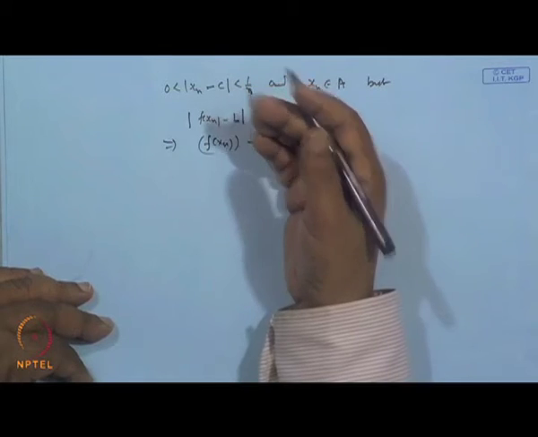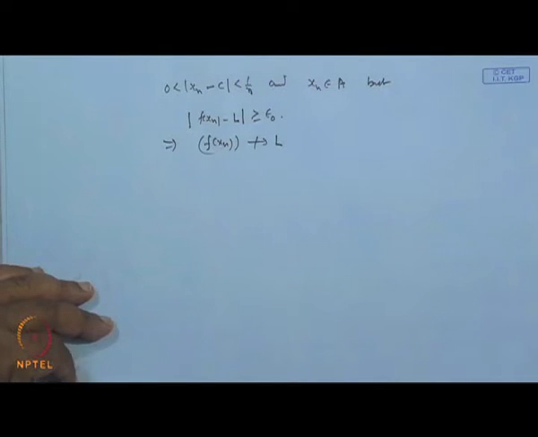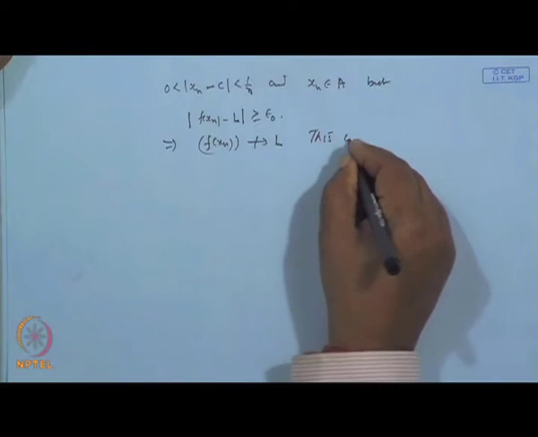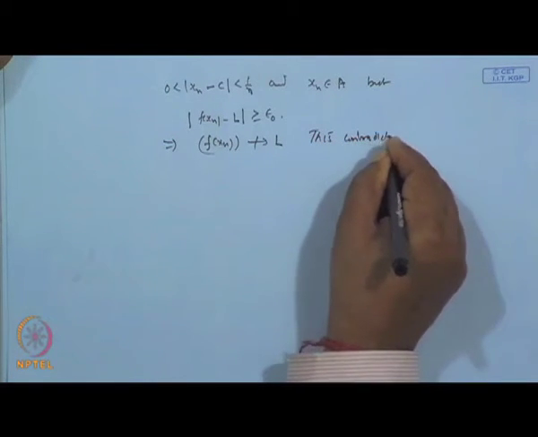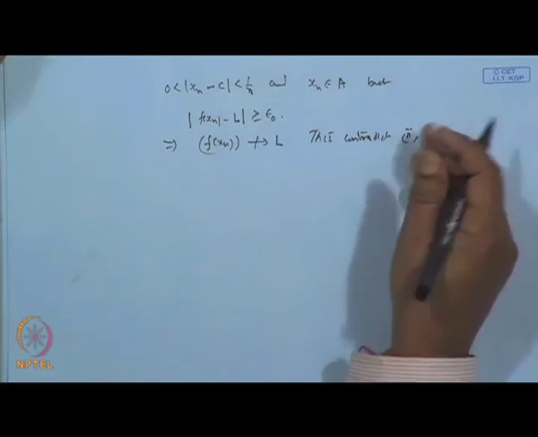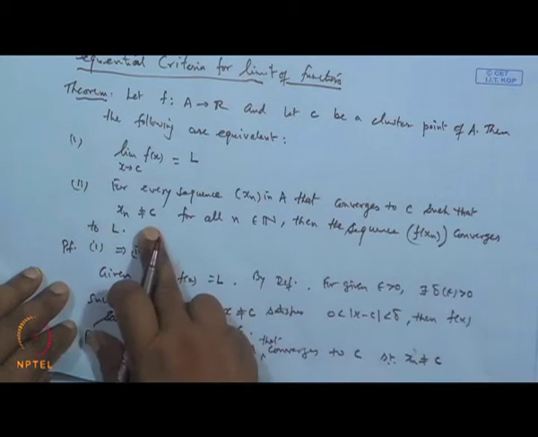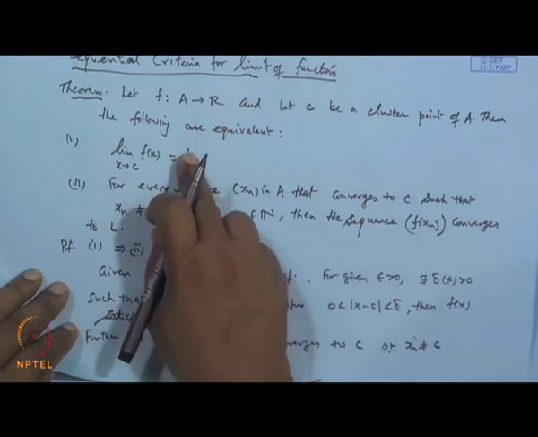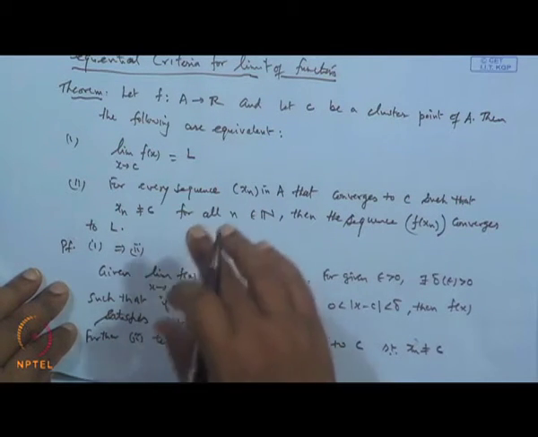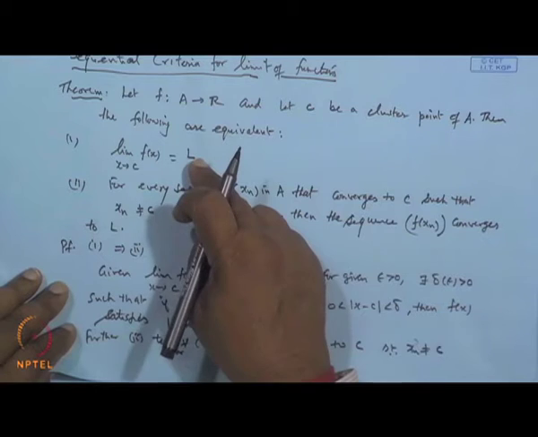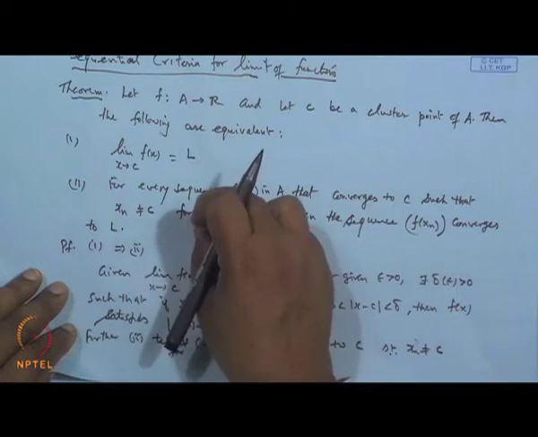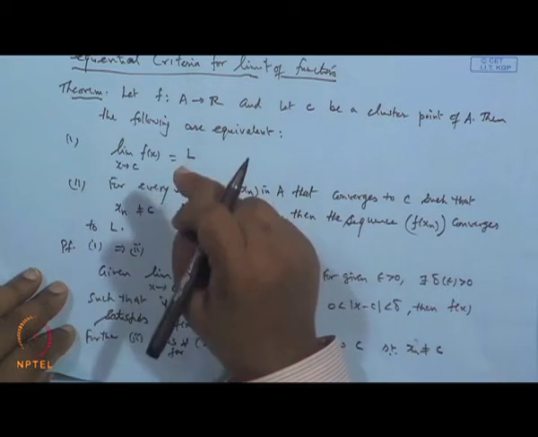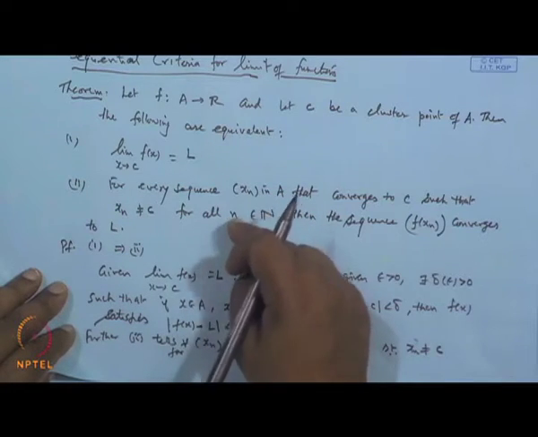But that is a contradiction, because this contradicts the second assumption. The second assumption says that for every sequence x_n that converges to c, for all n the sequence f(x_n) converges to L. This we are assuming, and we wanted to prove 1. So instead of showing that 2 implies 1, we assume 2 is true but 1 does not hold. So 1 not holding leads to a contradiction of 2.